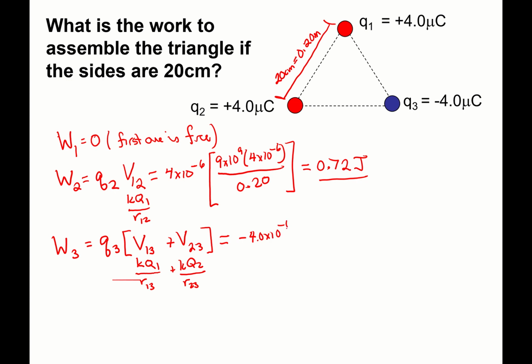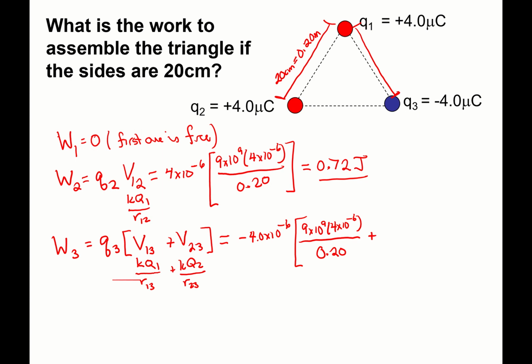So now if I go ahead and put in my numbers, Q3 is -4 times 10 to the minus 6 coulombs times V13, which is KQ1, 9 times 10 to the 9 times 4 times 10 to the minus 6, divided by the distance. Now I want the distance between charge 1 and charge 3, which is going to be, again, just one side of the triangle, 0.2 meters.